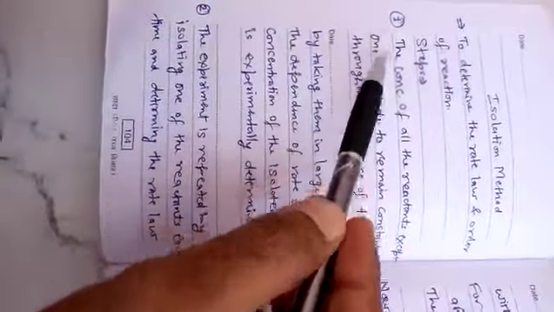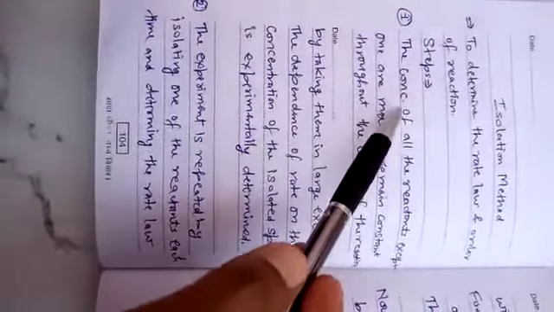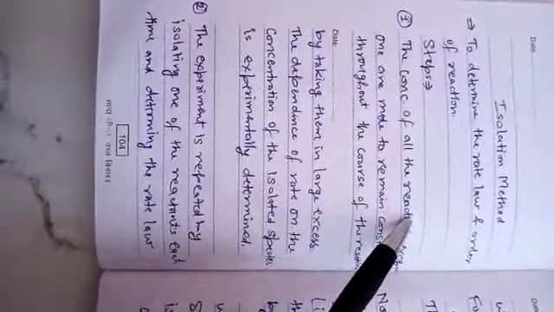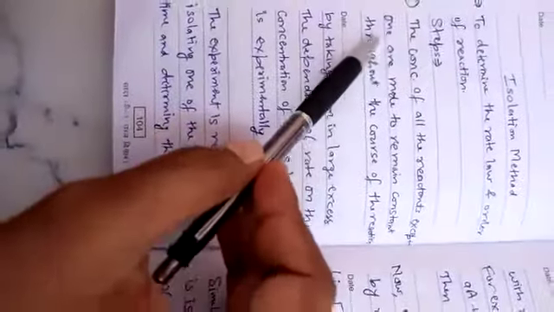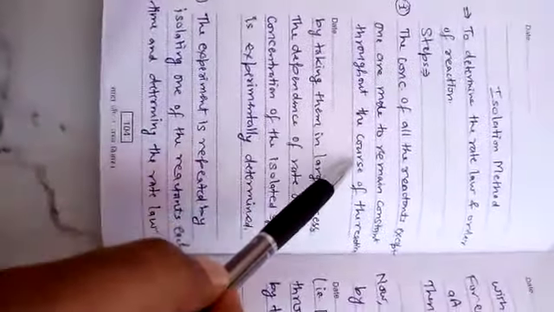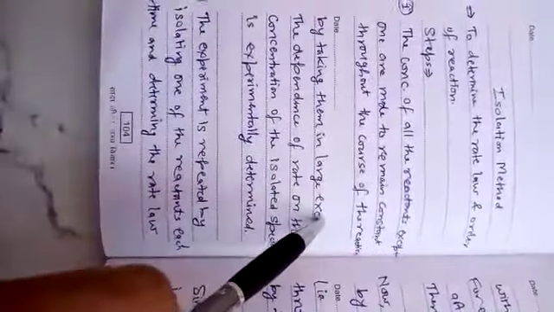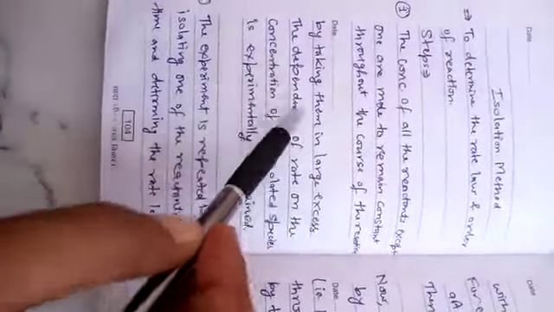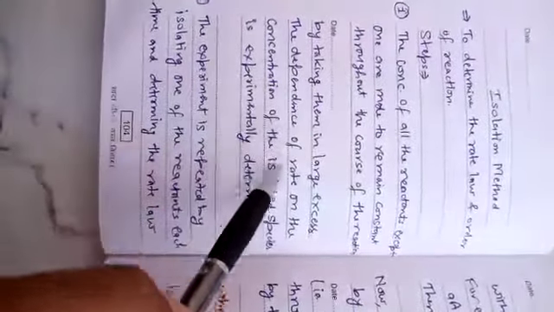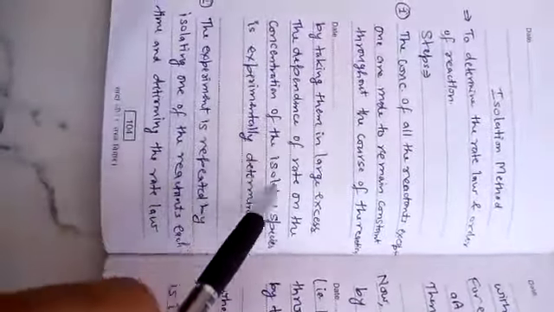Step first, the concentration of all the reactants except one are made to remain constant throughout the course of the reaction. By taking them in large excess, the dependence of rate on the concentration of the isolated species is experimentally determined.